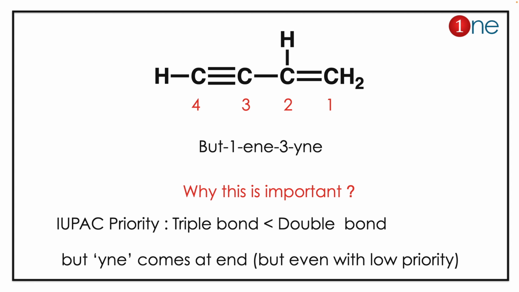Another important fact: normally higher priority groups come as suffix, but here the low priority group comes as suffix. So this is a very confusing fact, so you should know that. So the compound name is but-1-en-3-yne. So the fact you have to know here is that the double bond has lower priority than the triple bond, and the triple bond comes as suffix in the naming.